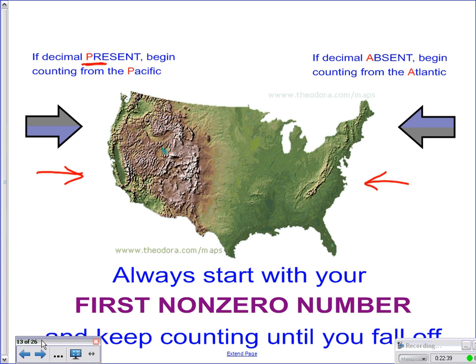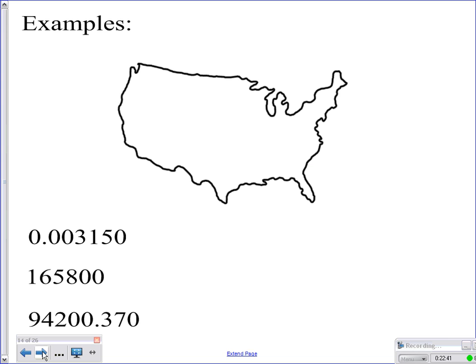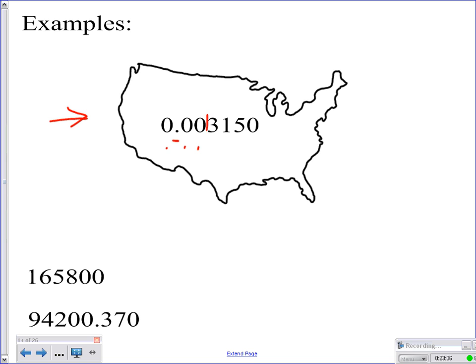If you want, feel free to skip through this part in the video. But here we go. I'm just going to do this one little example. It helps some people. Some people like to see this. So in this case, let me move this guy. Okay, so we've got the decimal point is present. So let's start counting from the Pacific at our first non-zero number and keep counting until we fall off. So I go to my first non-zero number, and here it is right there. And I keep counting until I fall off. So the answer is that there are 4 significant figures.